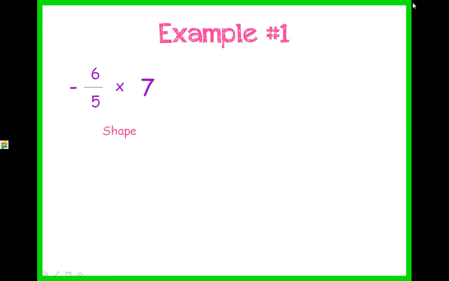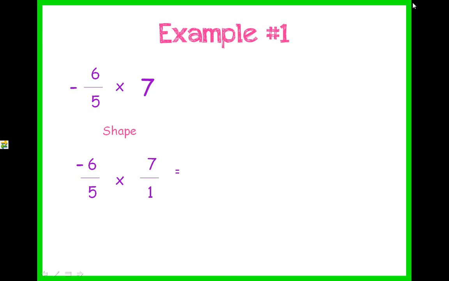So example number 1, first thing we've got to do is shape it. We want to make these both look like fractions. I'm going to first take my 6 over 5 and put that negative with the numerator so it'll have a place to go, so when we operate we won't forget that negative. And then the 7 we're going to put over 1. It doesn't change the number, it's the same value, it's just in a different form.